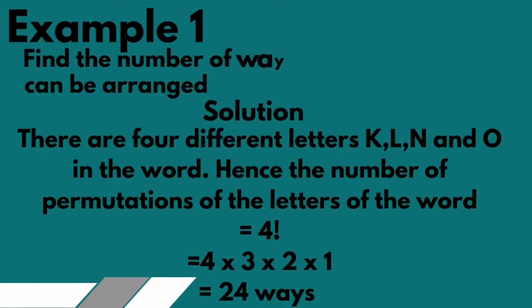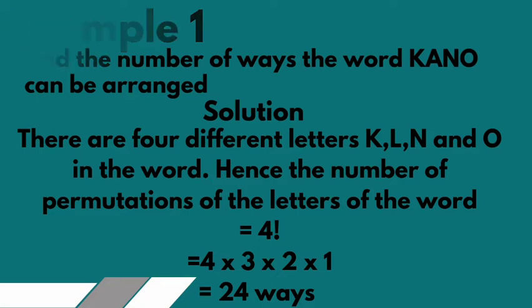Example 1. Find the number of ways the word Kano can be arranged. Now, there are 4 different letters, K, A, N, and O, in the word. Hence, the number of permutations of the letters of the word is 4 factorial. And 4 factorial means 4 times 3 times 2 times 1, which is 24 ways.